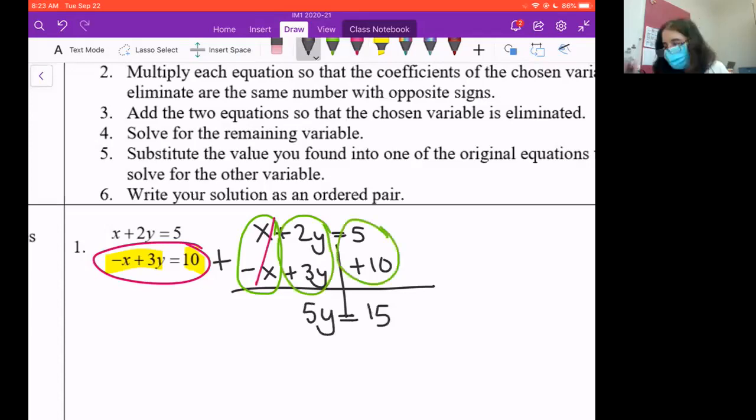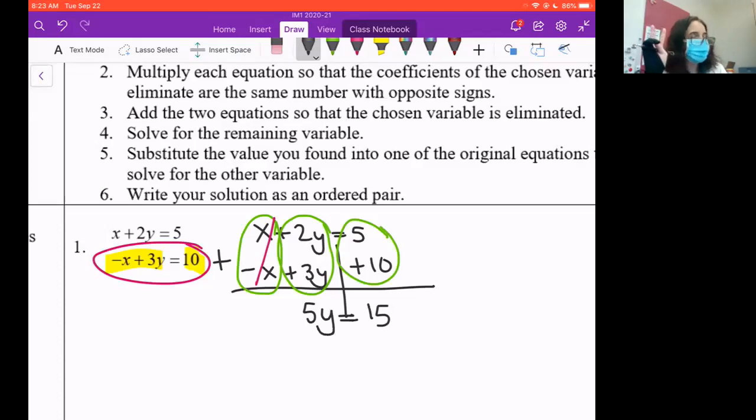There it is. Whew. Okay, so 5y equals 15. Can we solve that? Yeah, we know how to solve that. There's one variable left. What we don't know how to do is solve when there's two variables. So that's why we eliminated one.